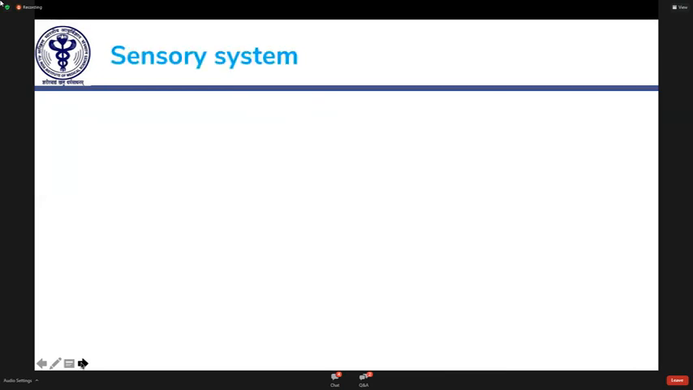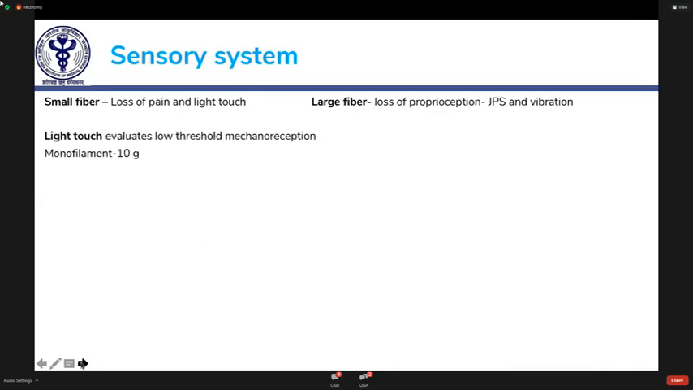Now coming to the sensory system. As Neeraj discussed before, in small fiber involvement you have a loss of pain and light touch. In large fiber involvement, you have a loss of proprioception, JPS, and vibration. Light touch usually evaluates low threshold mechanoreception. Usually you can identify this using a 10 gram monofilament that endocrinologists use. We usually substitute it with a light cotton touch.